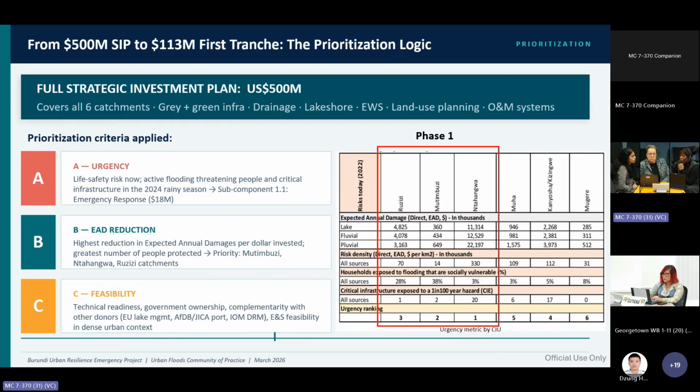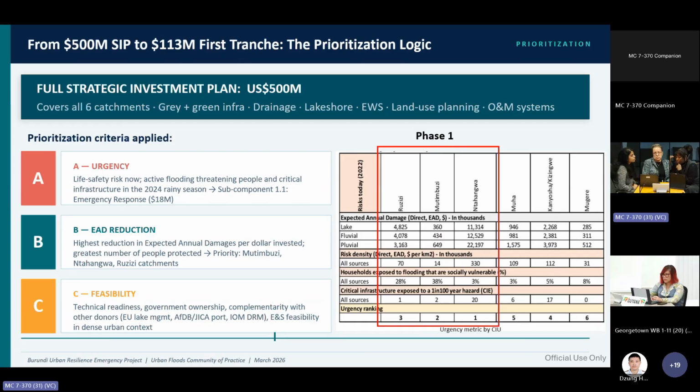And as I indicated before, the modeling was undertaken at a catchment level, reflecting how the system functions hydrologically. But from an investment planning perspective, these catchments were further disaggregated into what we call catchment investment units, which represented discrete segments of the system where interventions could be defined and implemented. And this step is important because it moves from the system-level understanding to the operational units that could be designed, costed, and sequenced.